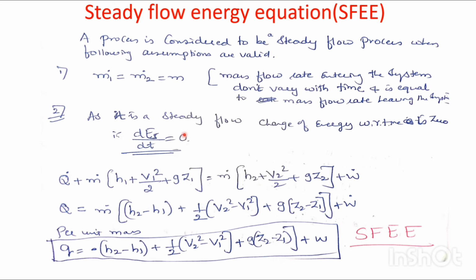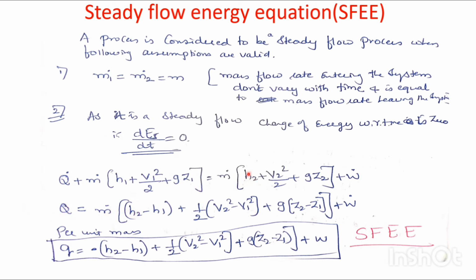Now, the previous equation, how I will write here: Q dot plus ṁ, because ṁ1 is equal to ṁ2 is equal to ṁ, I will replace here. ṁ(h1 plus V1 square divided by 2 plus g into Z1) equals ṁ(h2 plus V2 square divided by 2 plus g into Z2) plus W dot. So dE/dt is nothing but 0, so I have eliminated that term here.